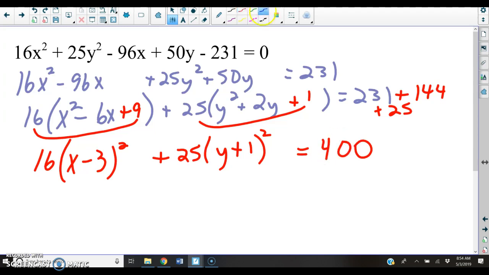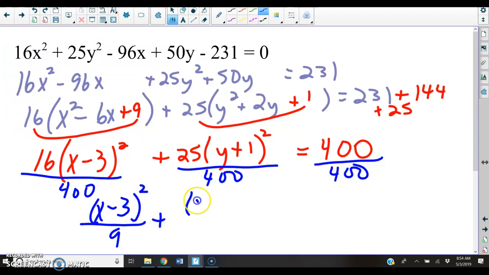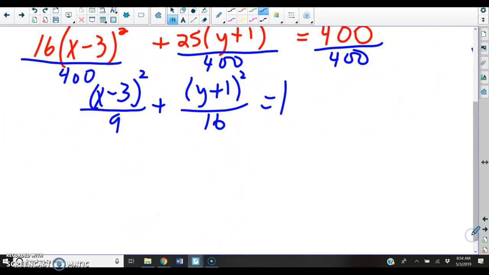Okay. So the next thing I'm going to want to do is make it equal 1. So when I divide out 400, now it's going to look nice. x minus 3 squared over 9 plus y plus 1 squared over 16 equals 1. And that is nice, because those both have perfect squares. Okay, so my center is going to be 3, negative 1.